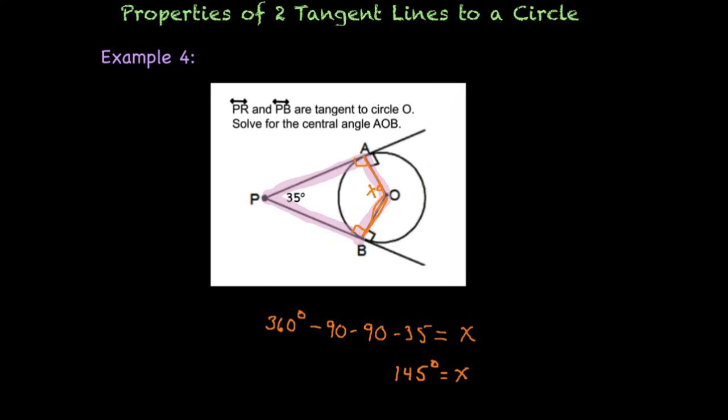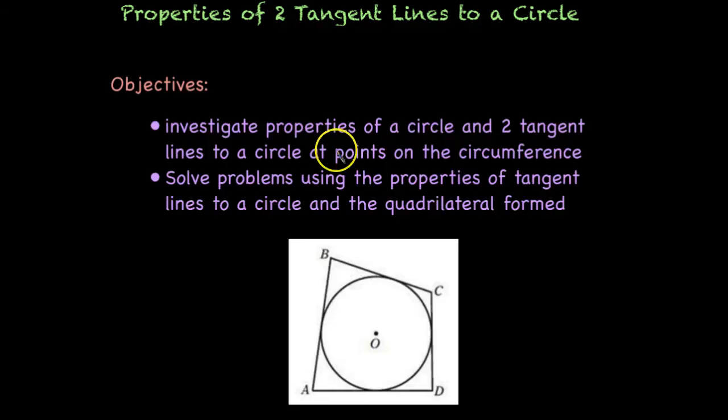And that concludes our lesson today on properties of 2 tangent lines to a circle. So at this point, you should understand the properties of the 2 tangent lines to a circle and be able to solve problems using these properties.